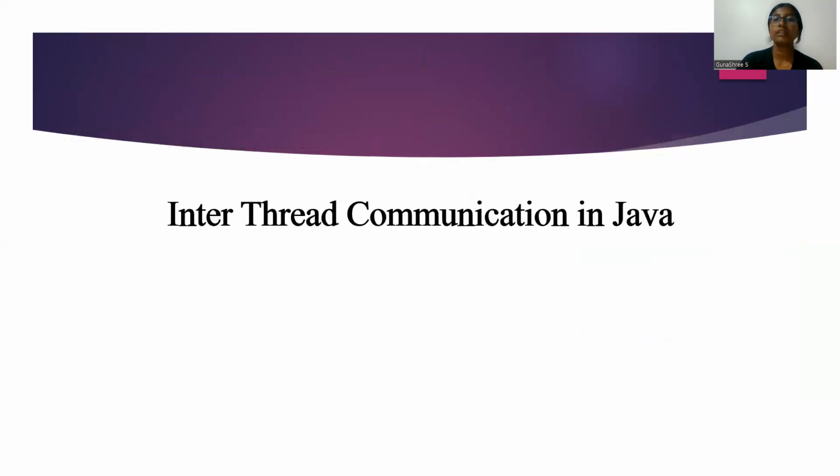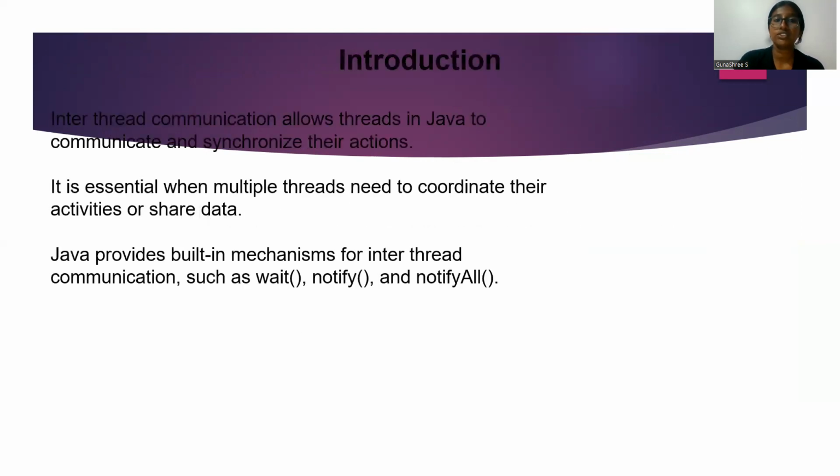Moving on to the third topic, inter-thread communication in Java. So what is inter-thread communication? This communication allows threads in Java to communicate and synchronize their actions. It is very useful when multiple threads need to coordinate their activities or share data among themselves. Java provides built-in mechanisms for inter-thread communication such as wait, notify, and notifyAll.